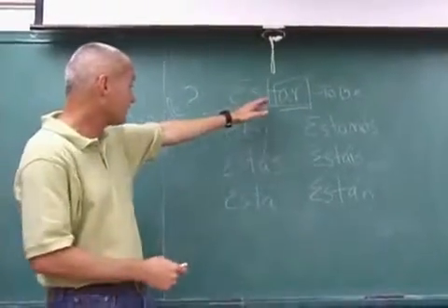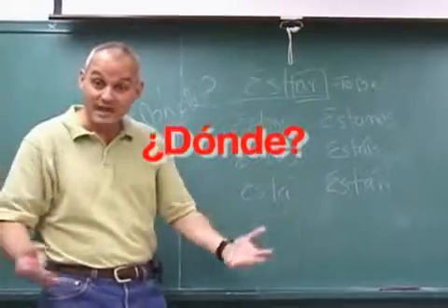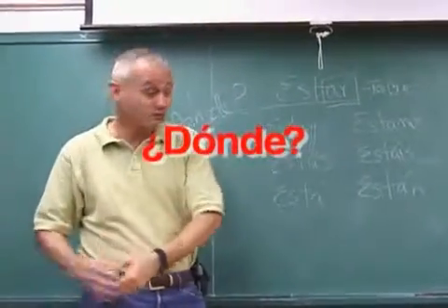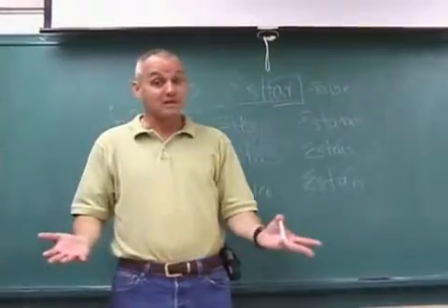And we use the forms of the verb estar. We use them for location. We say, ¿Dónde estás? ¿Dónde está el libro? And we use them for condition. How are you? ¿Cómo estás? That's the verb estar.